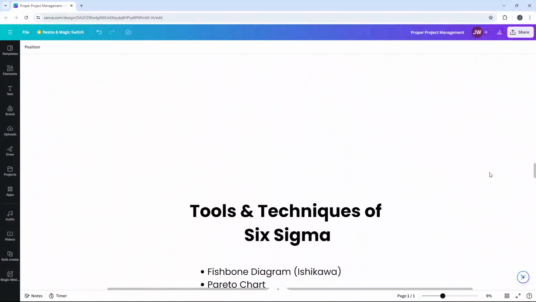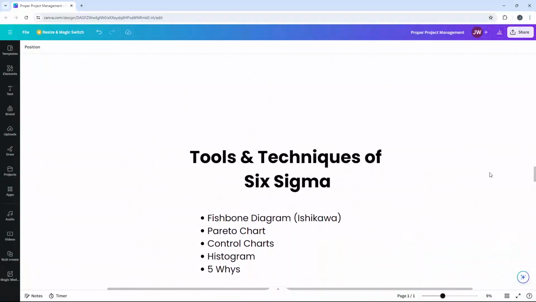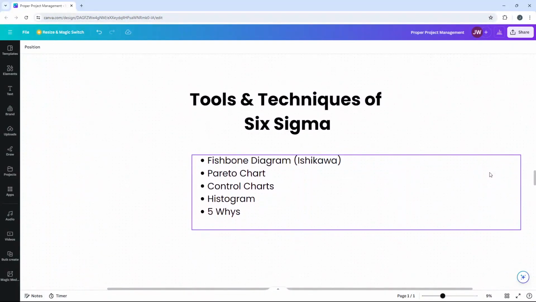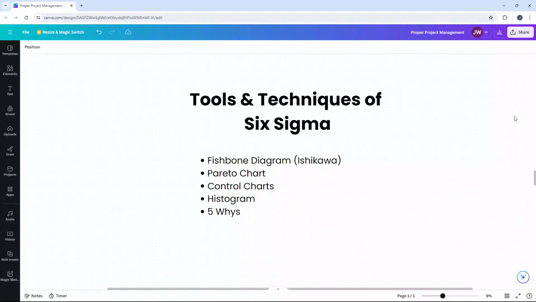So in terms of tools and techniques leveraged in the Six Sigma methodology, there are a variety and several are used to analyse and improve processes, but the main ones are the fishbone diagram, which helps to identify root causes of problems, and it breaks down potential causes into categories. There's also the Pareto chart, which helps to prioritise issues based on their impact. Now this shows which problems are the most significant. Then you have control charts, which help to monitor process performance over time. Control charts help to detect variations and ensure process stability.